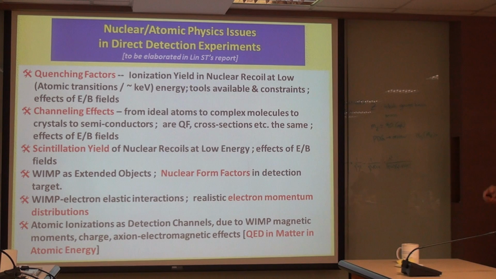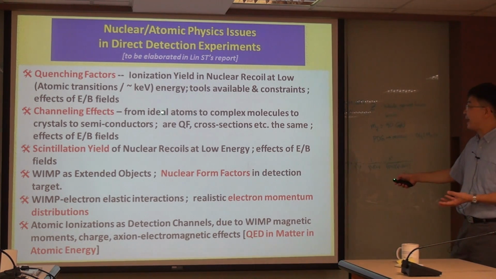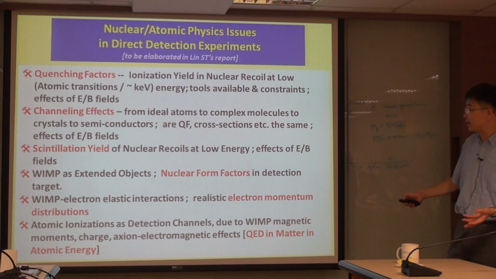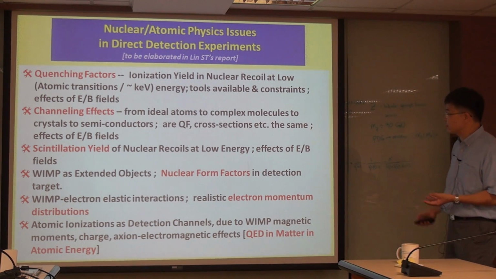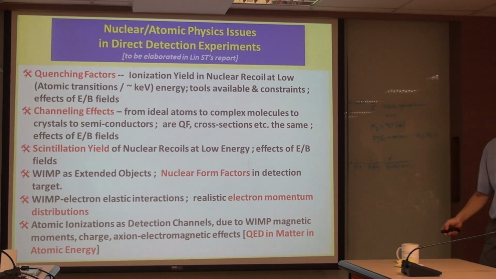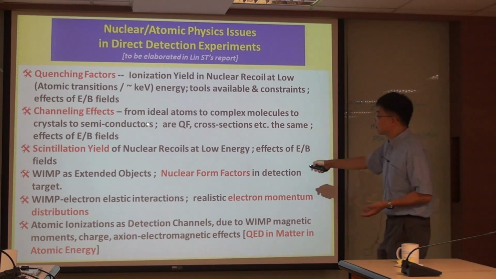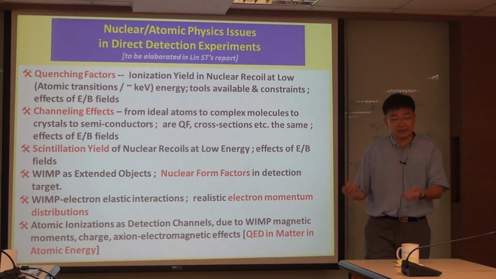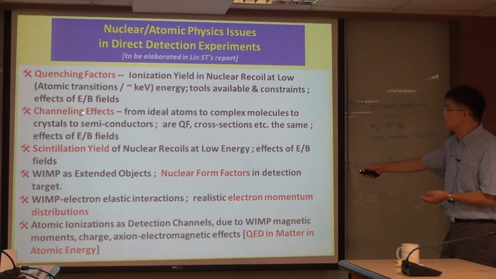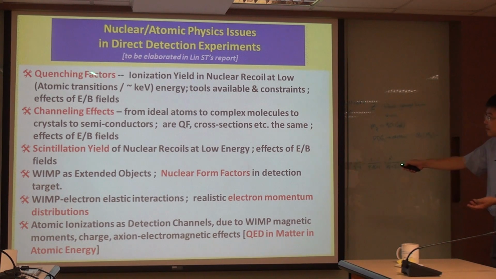Channeling effect. In textbooks, we study ideal atoms, but in the real world, nothing is ideal. The atom exists in complex molecules, exists in crystals, maybe exists in semiconductors. These are the real stuff that gives us a detector. So what is the difference between an atom and a semiconductor, for instance? Is the quenching factor exactly the same, or are the cross sections the same? Are there modifications? And what would happen in the presence of an electric and magnetic field? What would be the effect when we come into the real world?